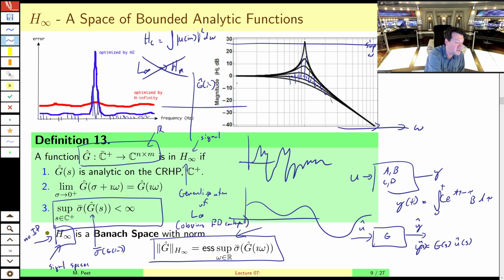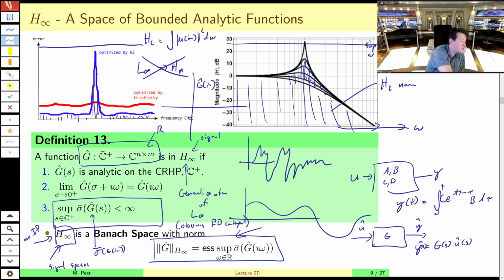Whereas the H2 norm of that signal was the integral under the magnitude plot of the Bode plot. Likewise, there can be quite a discrepancy between these two norms. So for example, for this signal, the H-infinity norm is very large, but the actual integral of that signal is quite small. Conversely, for the red line, the H-infinity norm is small, but the integral of that signal is quite large, or larger than the other signal at least.